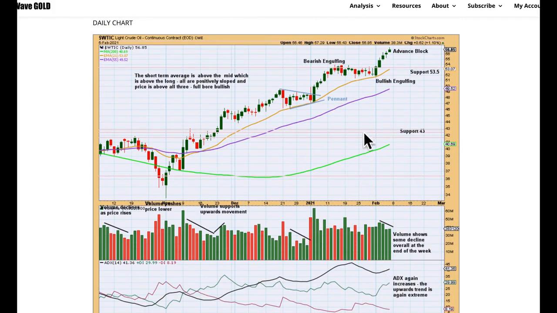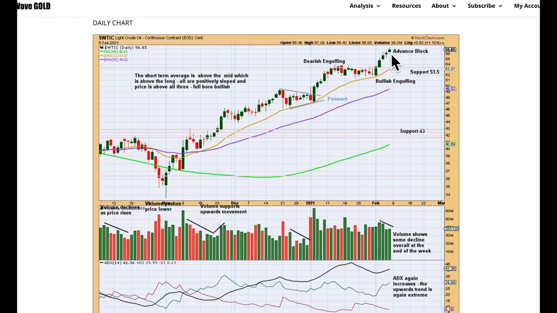At the daily chart level this week, we saw a few days in a row of upward movement for oil, but overall volume seems to be showing some decline, and the candlestick's real body size is getting smaller, and so this completes an advanced block pattern.